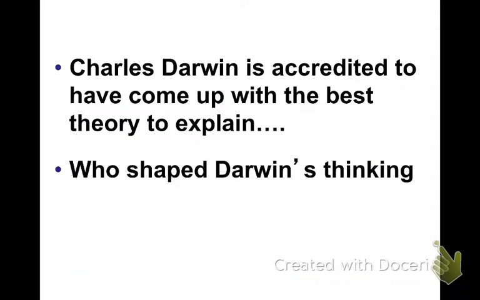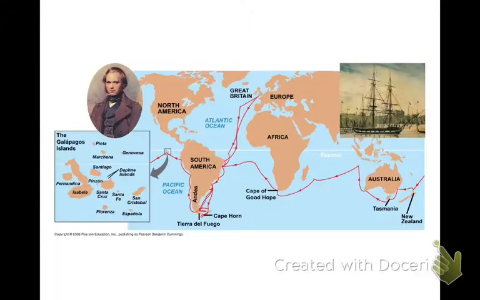So we talk about Charles Darwin, who is accredited to have come up with the best theory to explain life as we see it. And we first talk about a timeline of who shaped Darwin's thinking. Okay. So first, a little bit about Darwin.